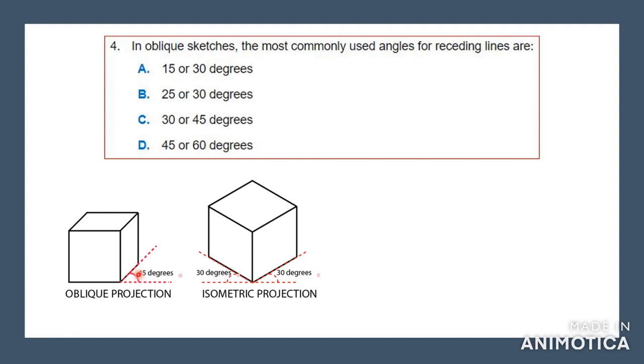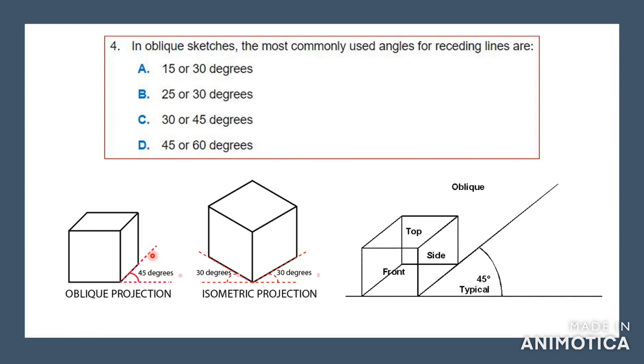Sometimes we use 30 degrees, which is the isometric projection, or 45 degrees, which is the oblique projection. The oblique projection can also be in 30 also. So the answer would actually be C, 30 or 45 degrees. And here's another example. So you have the top, the front, the side, and the angle is typically 45, but you can use between 30 or 45 degrees.